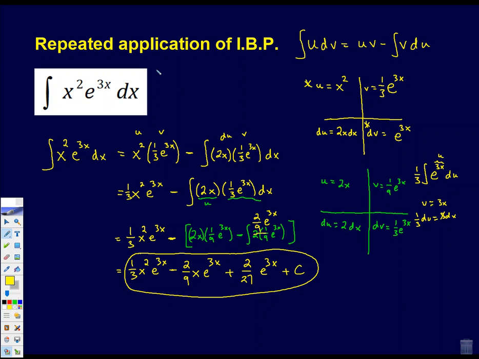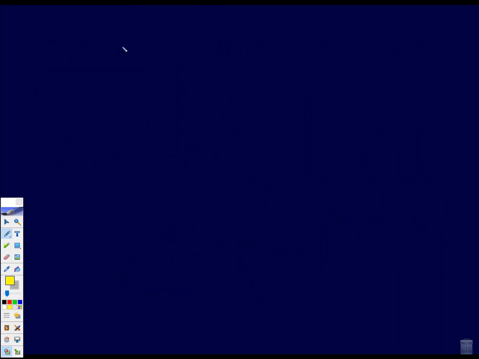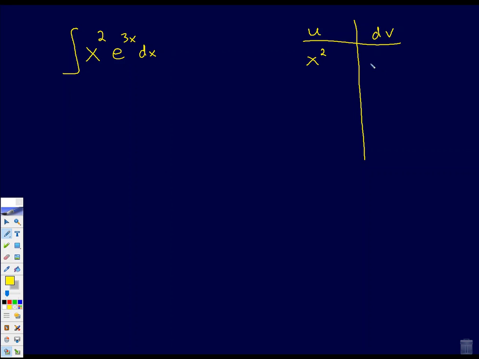I would like to write this integral again and show you a streamlined approach to get the answer quickly, especially when you're letting the original u be a power function like this. This is really the only time this little shortcut is going to work. Okay, so the original integrand was x squared times e to the 3x dx. Now this time, I'm going to make a table with u and dv here. In my original integration by parts, I picked u to be x squared, and I picked dv to be e to the 3x.